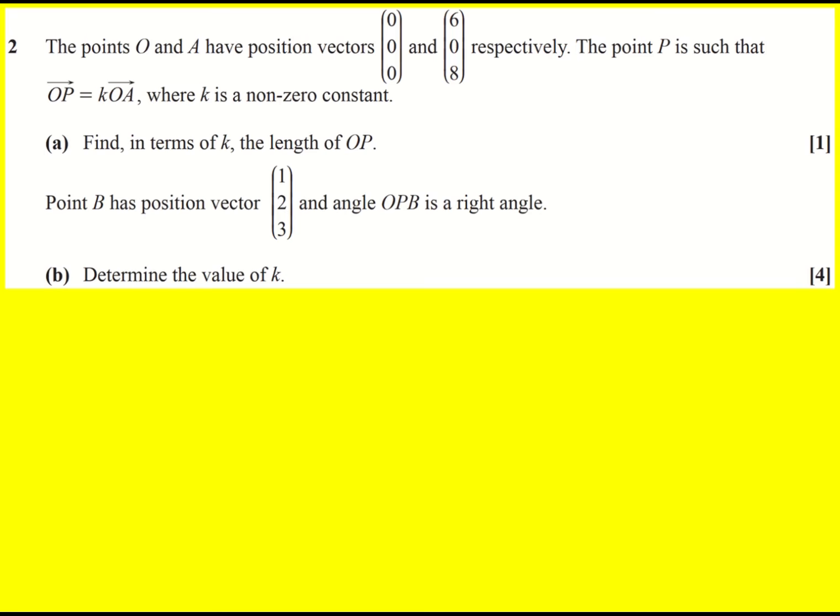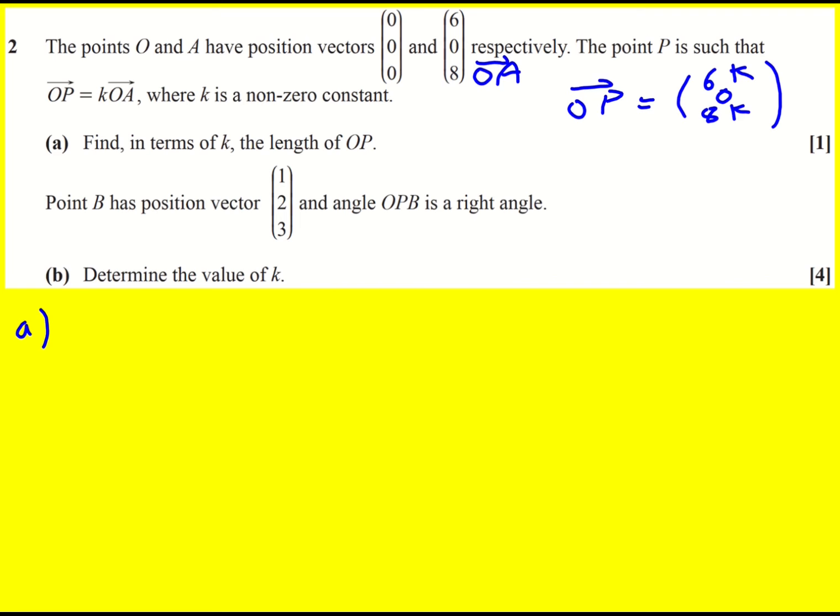Points O and A have position vectors as given, and the point P is such that OP is KOA, where K is a non-zero constant. So this one here is OA, and that means that OP is going to be 6K, 0, 8K. I'm just timesing the vector by K. Find in terms of K the length OP.